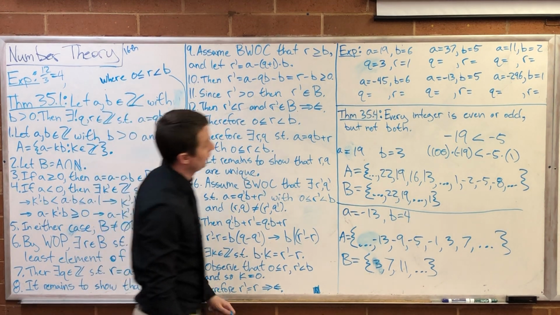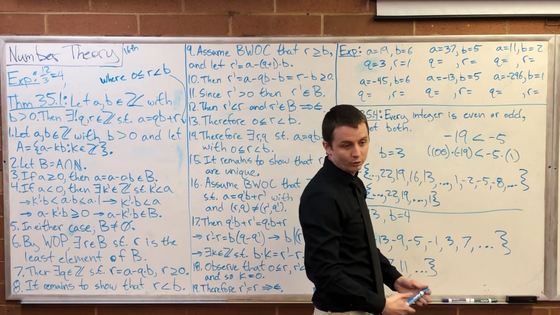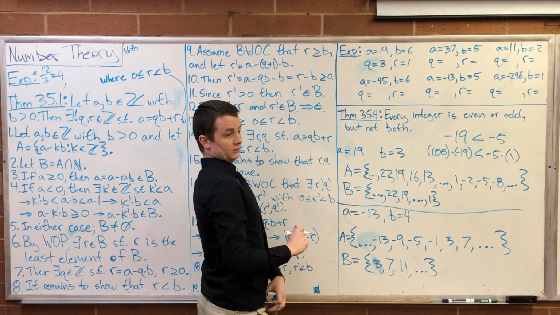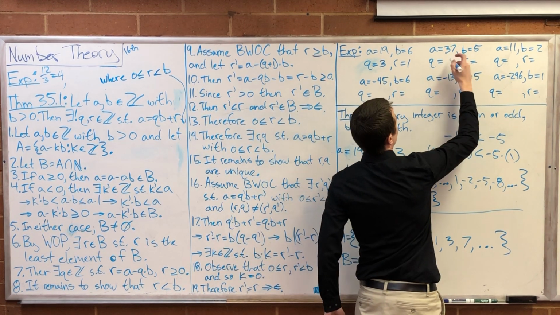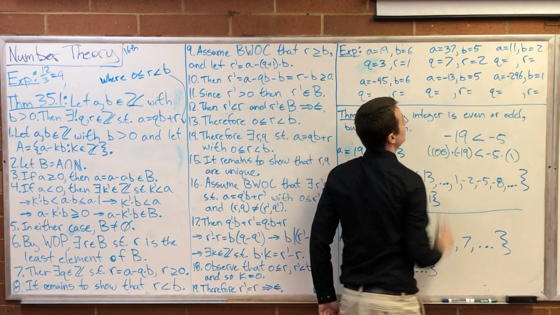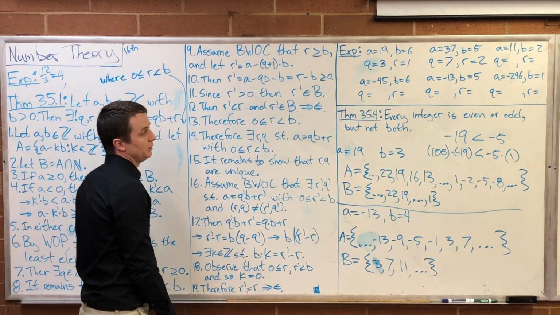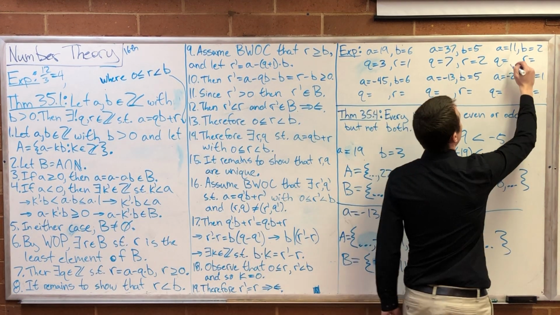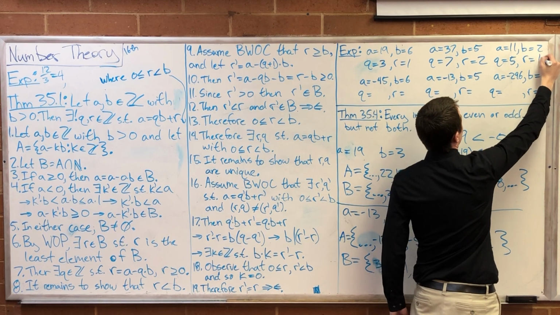All right, let's do it for the next one. A is 37, B is 5. What's the quotient? 7. What's the remainder? 2. Wonderful. Next, A is 11, B is 2. What's the quotient? 5. What's the remainder? 1. Wonderful.